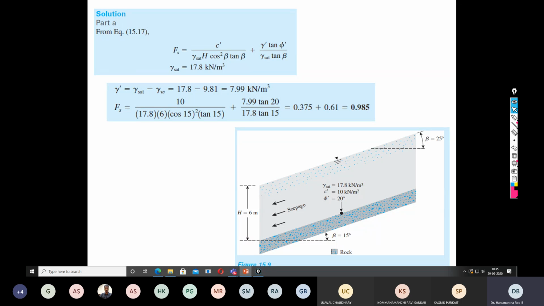Okay, so this is the solution. The equation for the factor of safety under steady state seepage condition is C dash by gamma sat h cos square beta tan beta plus gamma dash by gamma sat into tan phi dash by tan beta. Gamma given is 17.8 kilonewton per cubic meter, and gamma submerged is gamma sat minus gamma w. So this is 7.99 kilonewton per cubic meter.